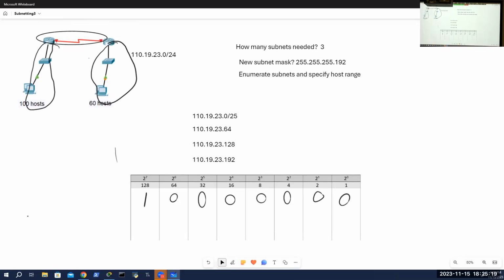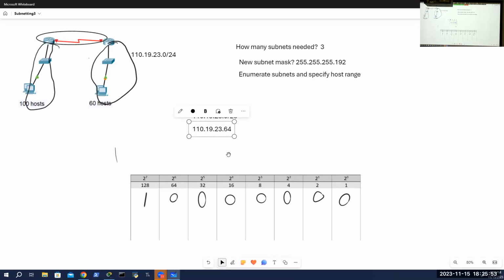Okay, so when we do /25, how many subnets do we get? 2, right? When we go from /24 to /25, we get 2 subnets, because it's only 1 bit, right? So what are those 2? Here, I'm gonna erase these. What are those 2 subnets?